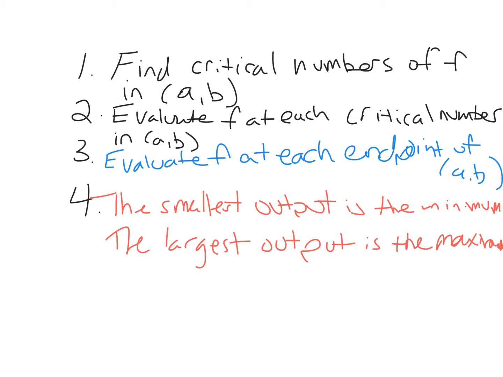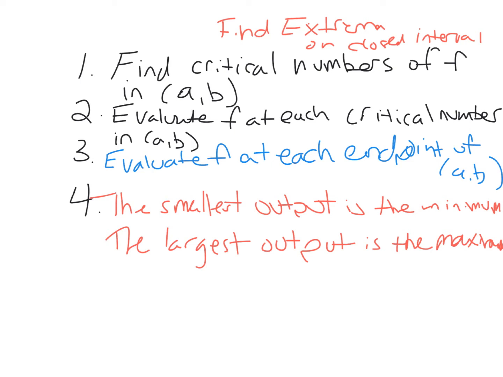Alright, so this is the process for finding the extrema on a closed interval. I'm about to put that up here. Find extrema on closed interval. Alright, so you're finding extrema, let's say it's from 0 to 5, right? That 0 to 5 is your interval. So here's your process. 1, find the critical numbers of f in (a, b).